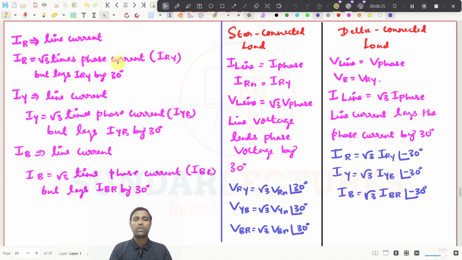See, you just go through this. This page is very important, and if you compare this, you will get the answers, right?